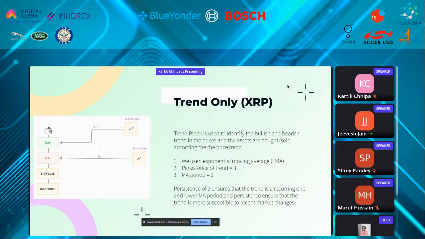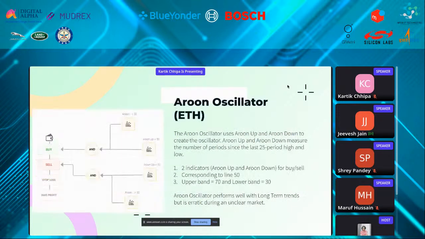to identify bullish and bearish trends in prices. So we use very basic exponential moving averages and kept the persistence as 3 and the moving average period as 2, and got decent returns, which would be shown in the last slide. Please go to the next slide, Karthik.